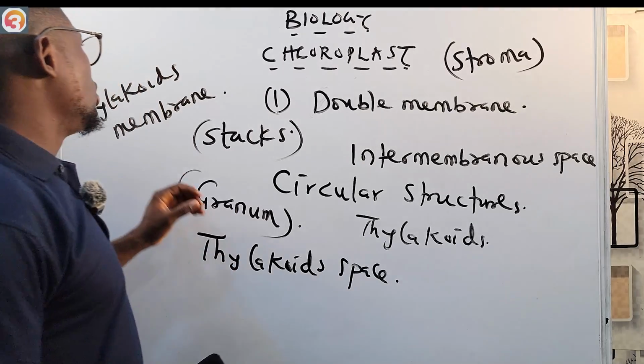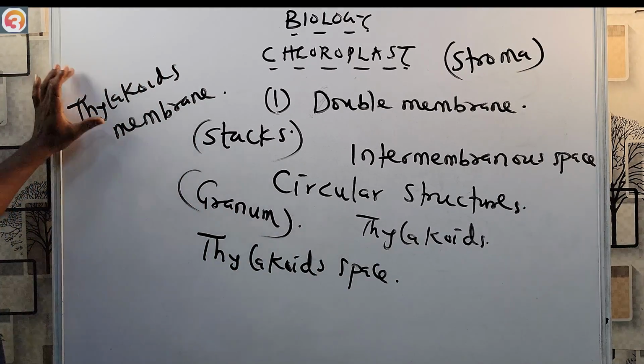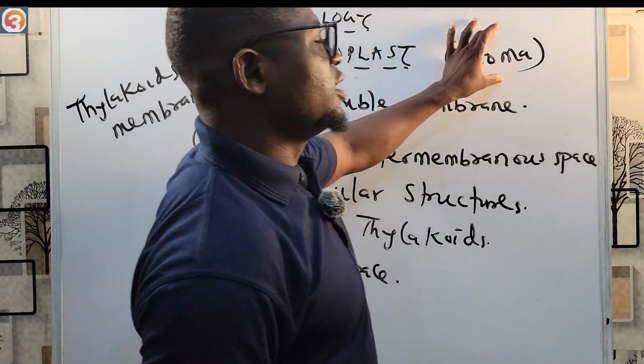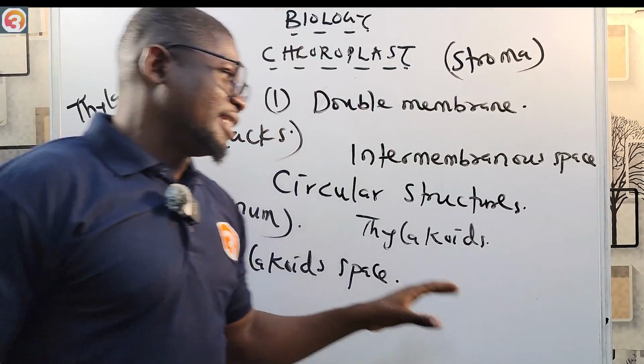The first phase occurs in the thylakoid membrane. The second phase of photosynthesis occurs in the stroma. So please take note of that.